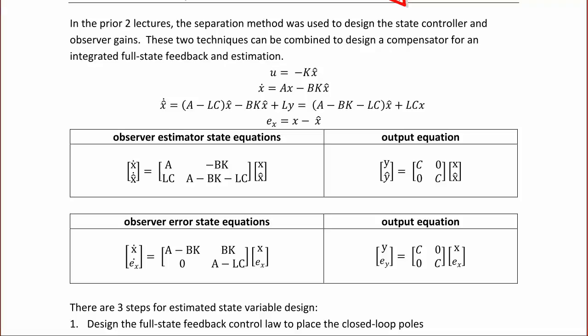Where u is equal to negative K x hat, x dot is equal to Ax minus BK x hat, and x hat dot is equal to (A minus LC) x hat minus BK x hat plus Ly, or the quantity (A minus BK minus LC) x hat plus LCx, and the error is x minus x hat. So these four matrix equations for the observer estimator state equations and the observer error state equations were created from the prior equations that I just read to you.